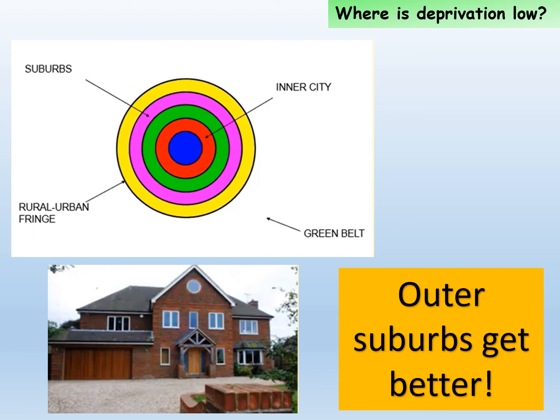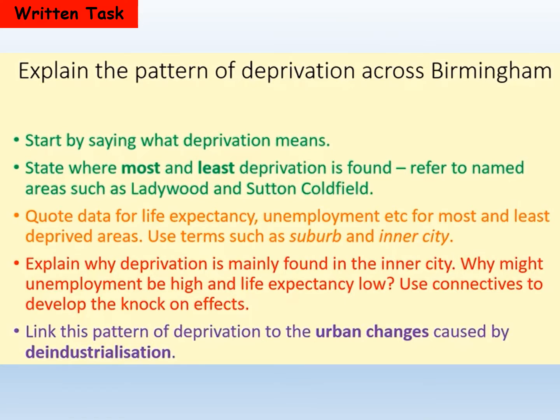So what we're going to do now is we need to complete another task to see if we understand what we've been talking about so far in the lesson. This is our final written task for the lesson. And this is what you are going to need to upload on Teams on the assignment page so that I can just check that we understand what we've been doing in the lesson. So we're going to write a paragraph. And the question that we're going to answer is, explain the pattern of deprivation across Birmingham.